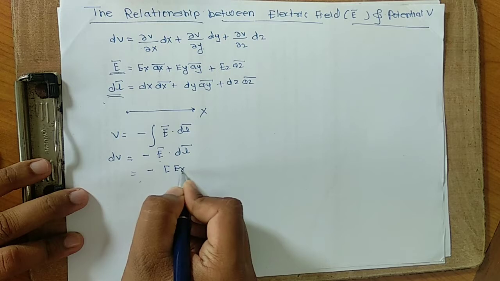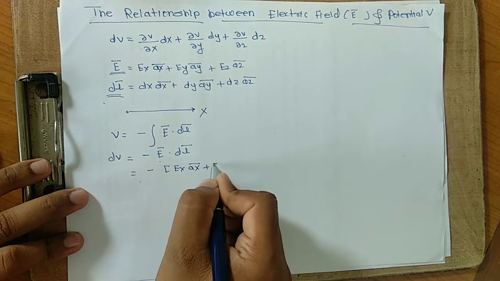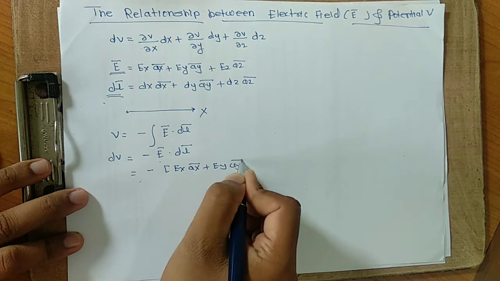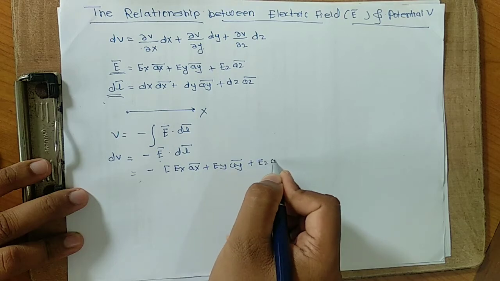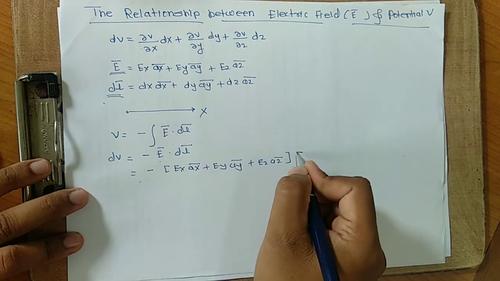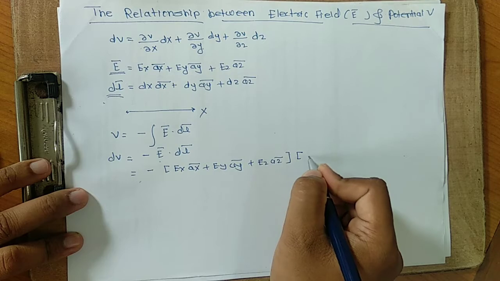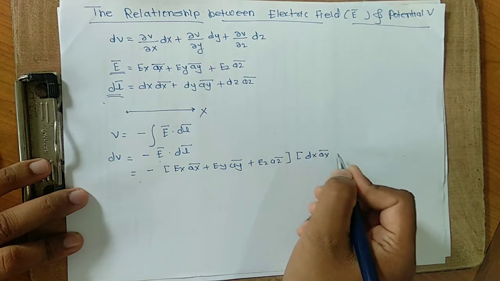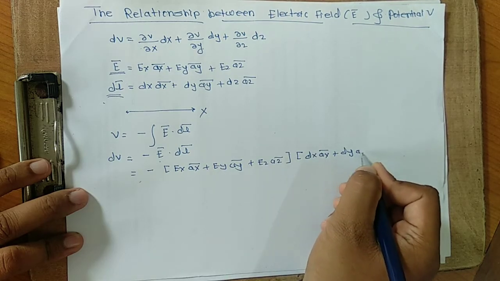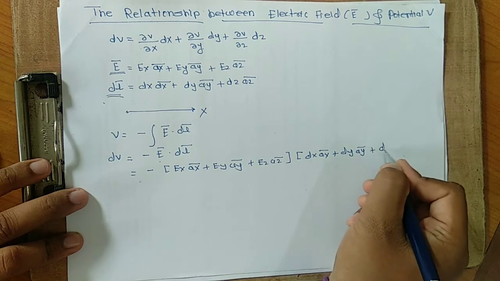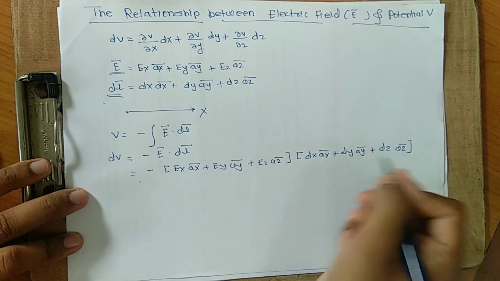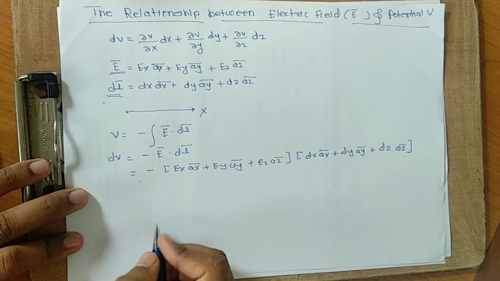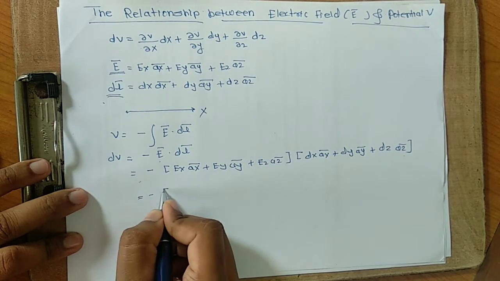So Ex ax bar plus Ey ay bar plus Ez az bar, and dl bar I have to write. What is dl bar? That is dx ax bar plus dy ay bar plus dz az bar. So I have put these values into E bar dot dl bar. Now we have to solve this equation.